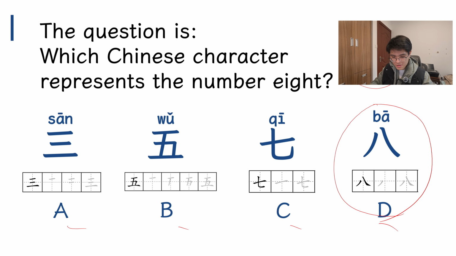And actually, the number 8 is considered a lucky number in Chinese culture. The pronunciation sounds very similar to the word for getting rich in Chinese. So it usually symbolizes prosperity, a successful career, and maybe good luck. So people love to use this number 8 for things like phone numbers, license plates, and things like that.